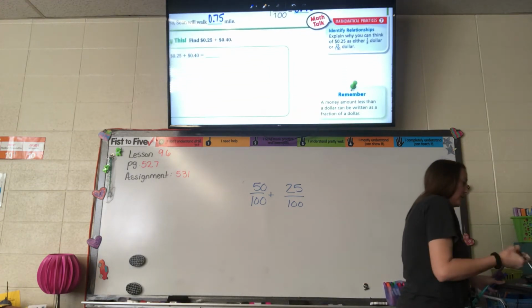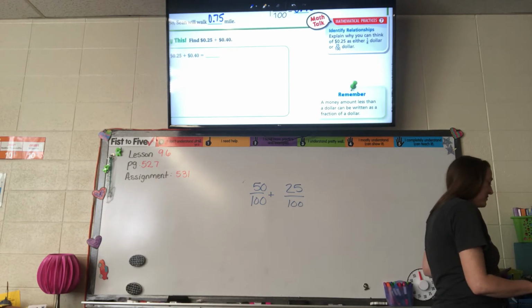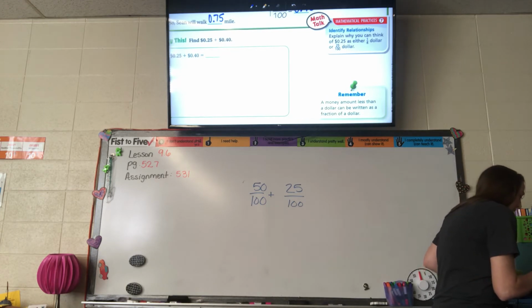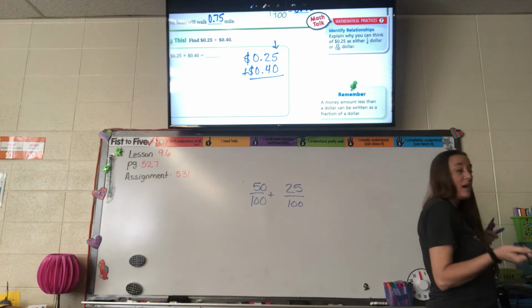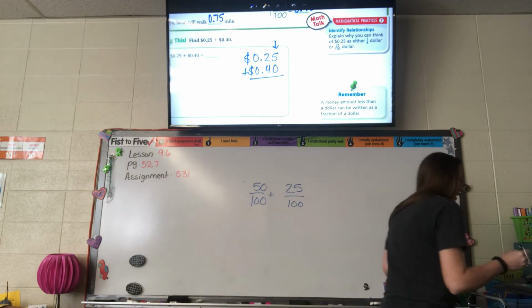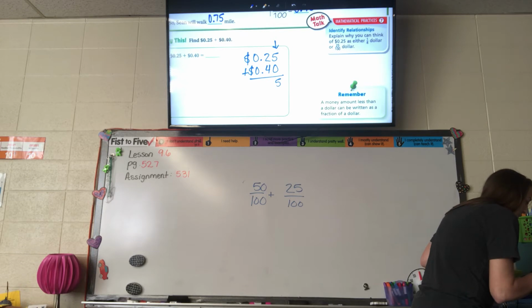Next, they want you to add 25 cents plus 40 cents. So we can, of course, stack these up. 0.25 plus 0.40. So we start here in the hundredths place. 5 plus 0 is 5. 2 plus 4 is 6. Our decimal point comes down, and then 0. So that is 65 cents.